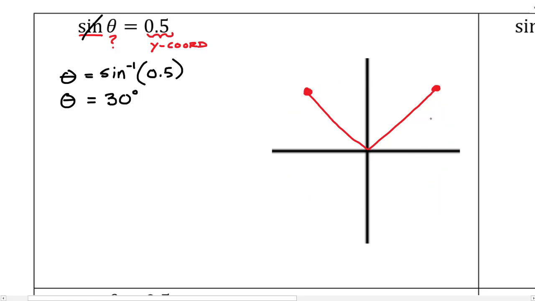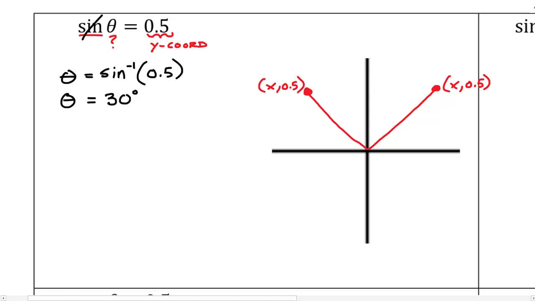Just imagine it's there. Okay, so again, I'm going to draw this diagram a little more thoroughly. It means the y coordinate, we don't know the x coordinate right now. We could figure it out, but we don't need it. We just need to know the angle. The y coordinate is 0.5, and there's two places it can be.